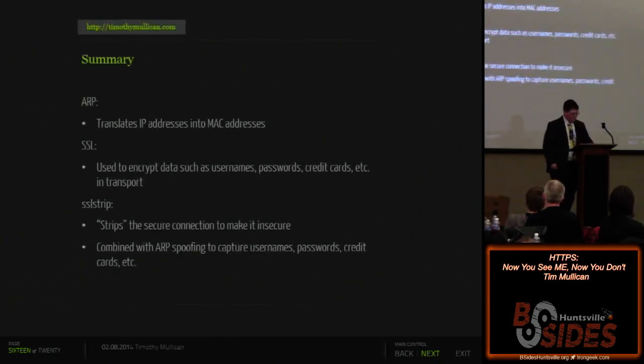Now let's go over a summary. So what did we talk about? First, we talked about ARP. What does ARP do? It translates IP addresses into MAC addresses.